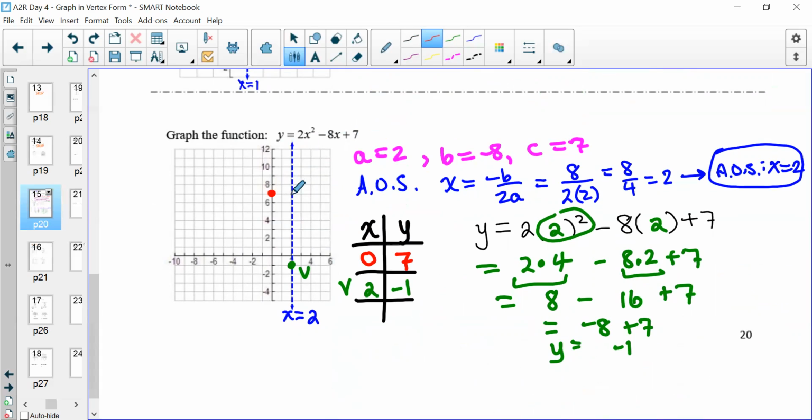And then I will reflect this point over the axis of symmetry, and so I will get 4, comma 7. And then I can draw my parabola, opening up, make it a curve, not a V, and that's it.